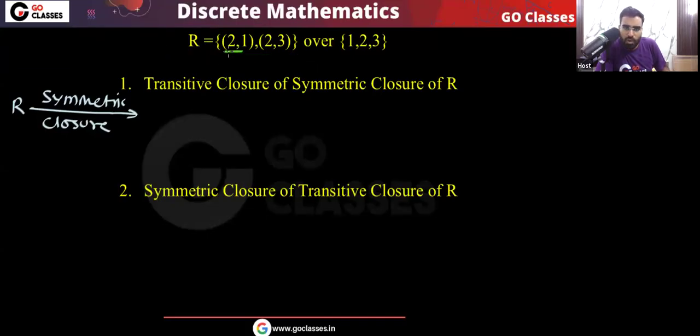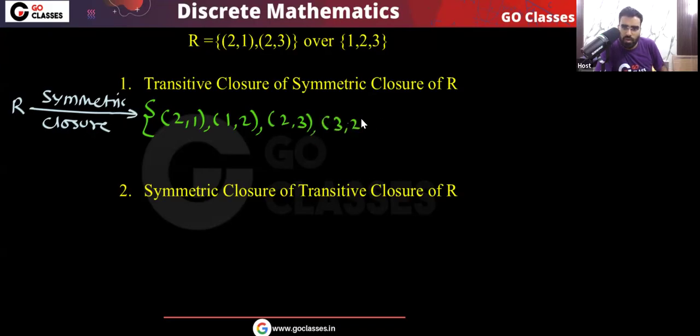In R inverse, every ordered pair of R will be swapped. To find R inverse, in every ordered pair of R you swap these two elements. Okay, yes or no? Then you will get R inverse, and R union R inverse is the symmetric closure of R. Very simple. After finding the symmetric closure of R, I will get (2, 1) and also (1, 2), and I will get (2, 3) and also (3, 2).